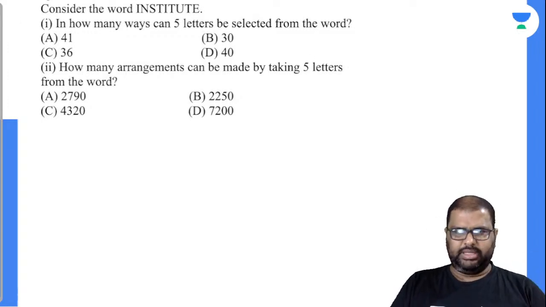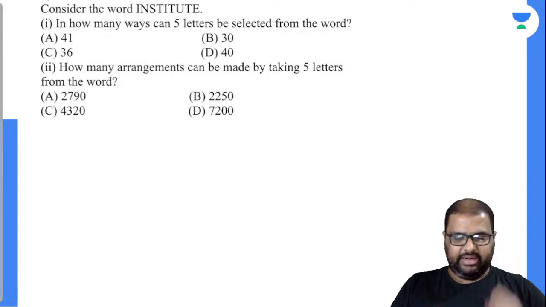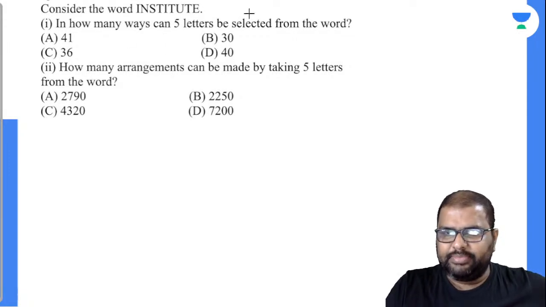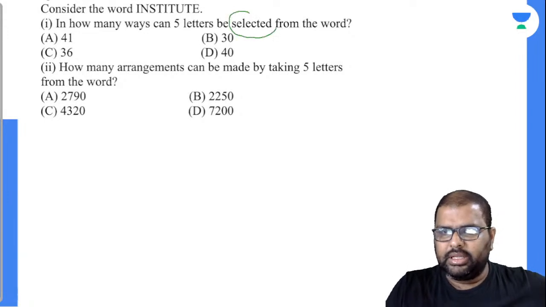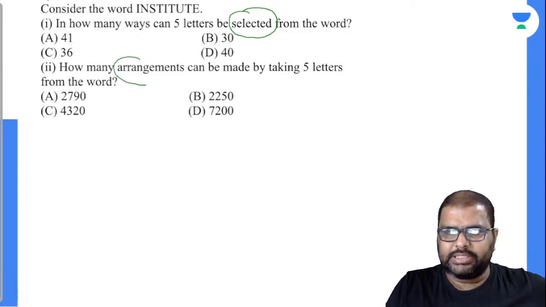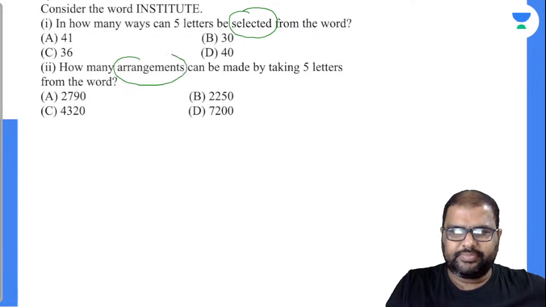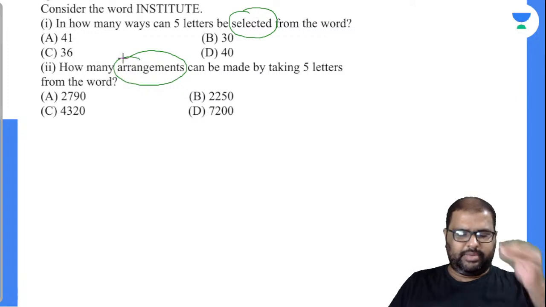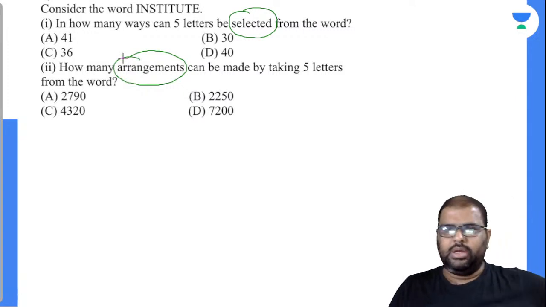Same type of question, there is no change. Consider the word institute. In how many ways can 5 letters be selected? In the first question, you are asked to only select. There is no need to arrange. Come to the next one. How many arrangements? In the second question, you are asked to arrange. So two different questions. In the previous case, we did selections and arrangements together because the question was asked like that.